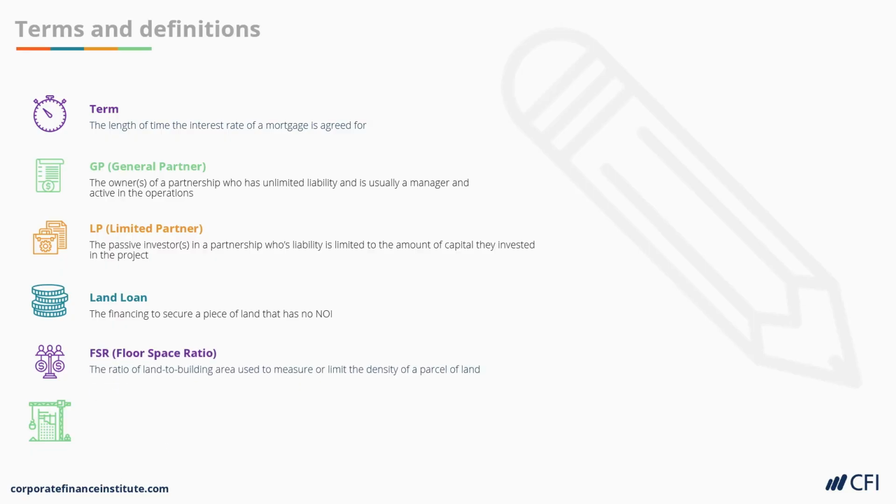FSR stands for floor space ratio, and it's a ratio of the land relative to the building area. It's used to measure or limit density on a parcel of land. GBA stands for gross building area. It's the sum of all building spaces measured from external wall to external wall.